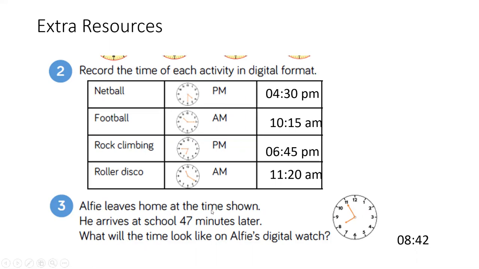Alfie leaves home at the time shown. So let's work out what the time is. And we can see that it's actually traveling from the 7 and moving towards the 8. So it's nearly at the 8. That hour hand looks very close to me to the 8. I think it should just be a little bit less close, but it is traveling from the 7 to the 8.